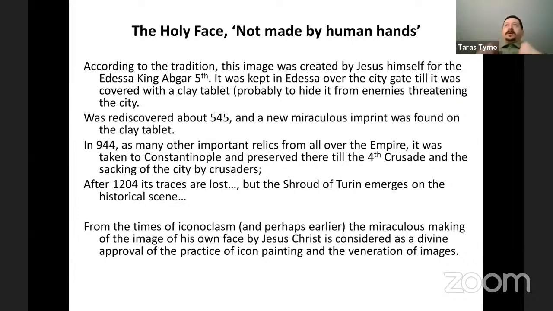Like linen fabric, precious, elaborate fabric, and it was fully covered with it. Only the face, there was a cut hole for the face. So when a person was looking at this image, they didn't see anything but the face, and everything else was covered with this precious fabric.